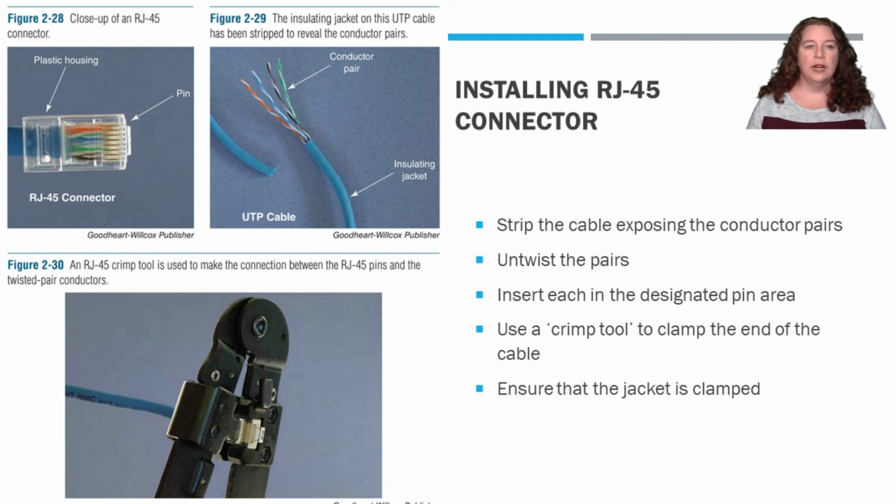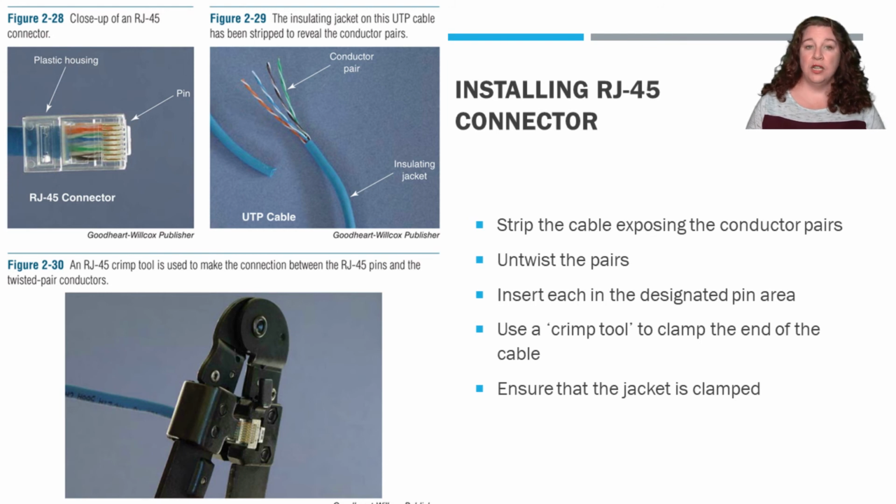We have the plastic housing that holds the RJ45 connector, and then, of course, our cable. In this case, we have a UTP cable, an unshielded twisted pair cable. It has the 4 conductor pairs, and it has its jacket. When we take our crimping tool and snip them in there, you have to make sure that all of the pins are in exactly the right position, the 568A or 568B, depending on which one you're going to do.